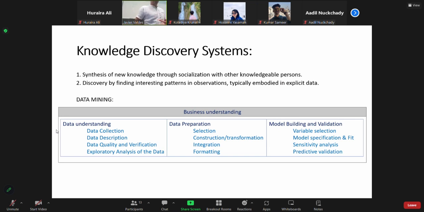Data quality and verification, exploration analysis of the data. Once we have finished this exploratory analysis, which is very similar to descriptive analysis, if you remember your courses about statistics, descriptive statistics, then we are going to be jumping into data preparation. And we are going to be preparing the data for the algorithms, for the real world, for the models, let's say. Selection of data, construction, transformation of data, integration, formatting.